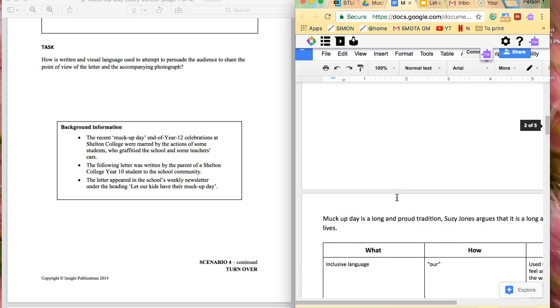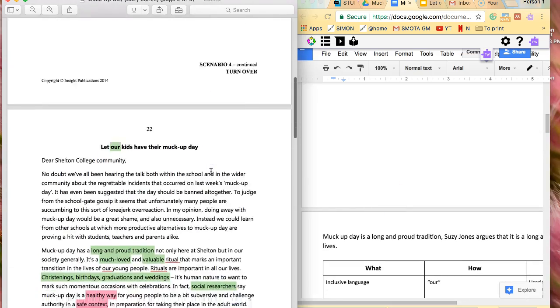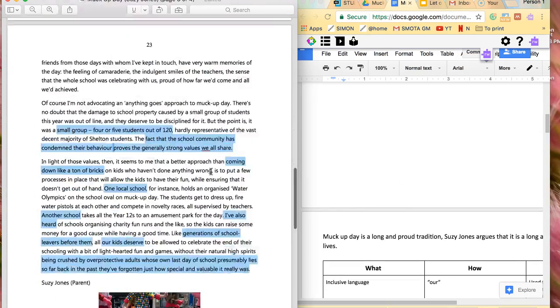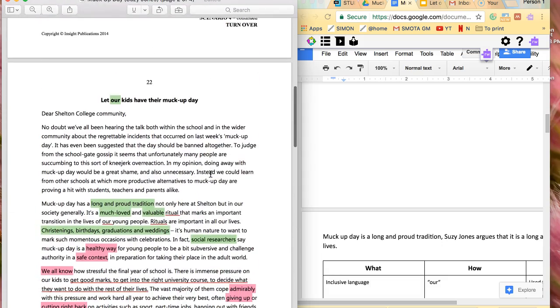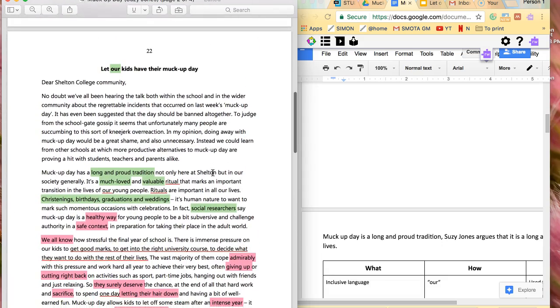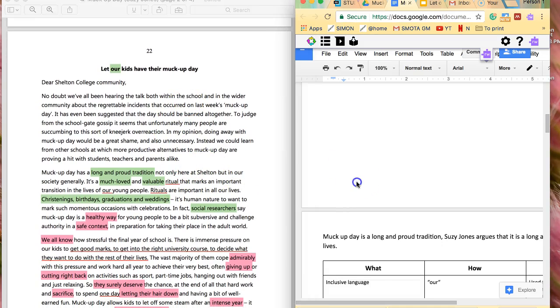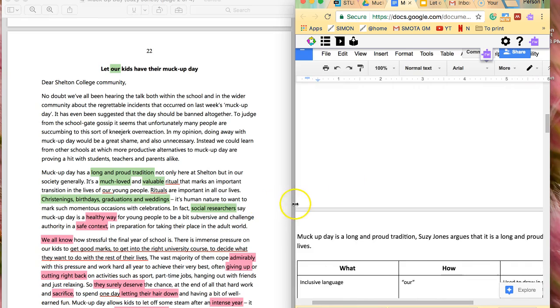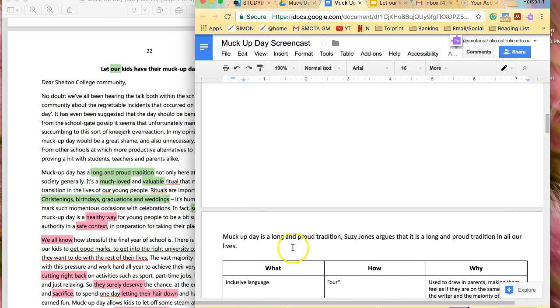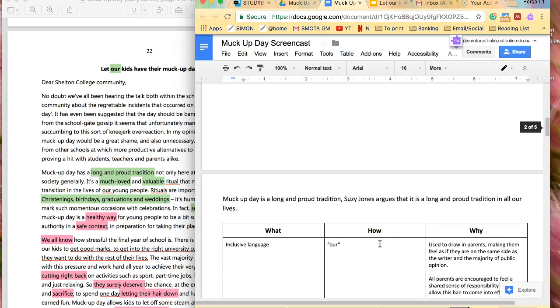So the first thing that we need to do, and you'll see I've used different colours because we've already read it and decided on our 3 arguments. So one of the arguments that we decided the author was making, Susie Jones, was that Muck Up Day is a long and proud tradition. Susie Jones argues, oh, that doesn't make any sense. Muck Up Day is a long and proud tradition. Susie Jones argues that, what do I want to say there?